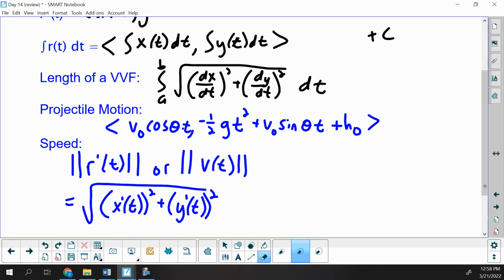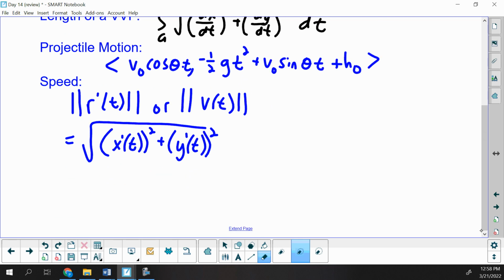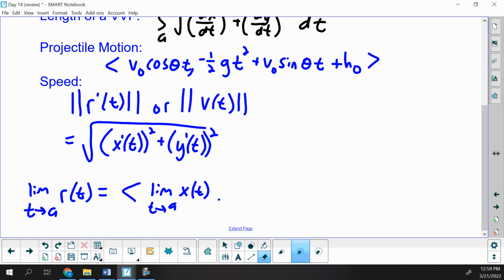And let's add one last thing on here. If you did your limit as t approaches a of some vector valued function r of t, that's just equal to the limit as t approaches a of your x component, comma, the limit as t approaches a of your y component.